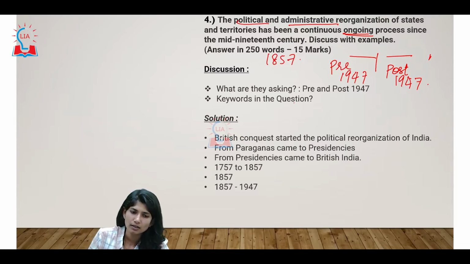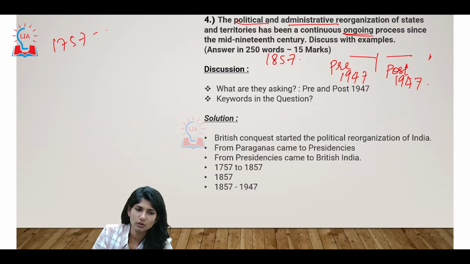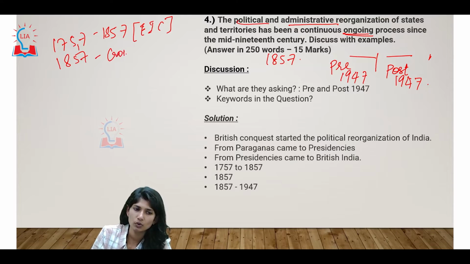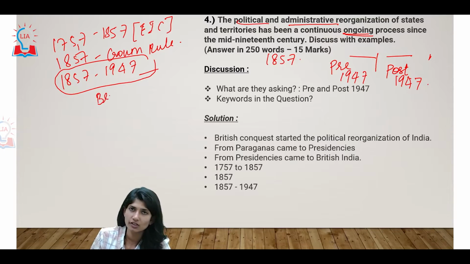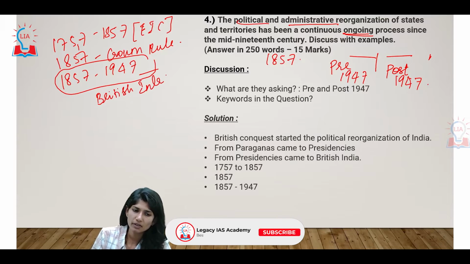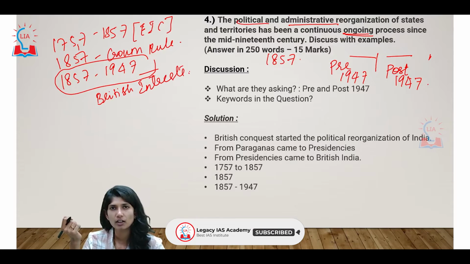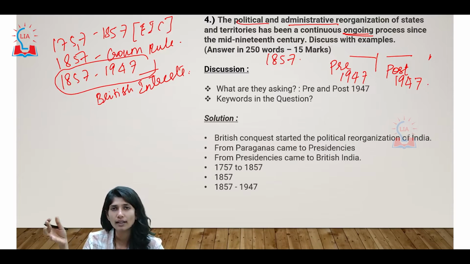From 1757 to 1857, your EIC ruled. From 1857 onwards, your crown rule took over. From 1857 to 1947, the reorganization was based to suit British interests. By British interests we mean, for example, Bengal. In 1905, Bengal got partitioned. Why? Because it wasn't serving the British purpose. Nationalism was growing. It became a nerve center of nationalism that had to be cut. So they partitioned it. Thus began the first state reorganization.